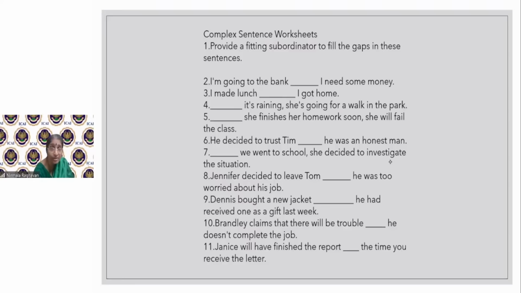When and relative clauses are subordinate conjunctions. Okay, what are relative clauses? Who, what, which, where. These are relative clauses. WH words.